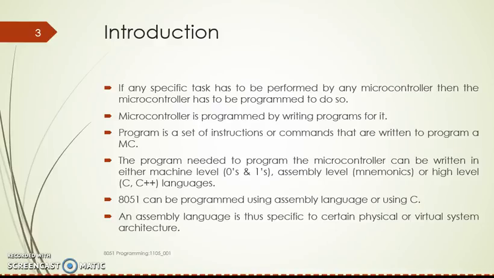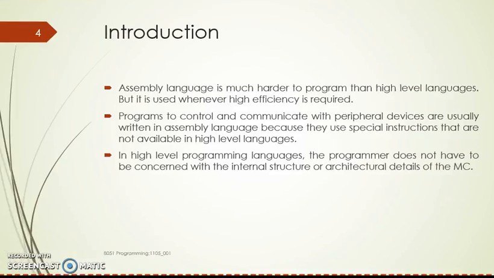8051 can be programmed either by using assembly level language by writing the mnemonics or by using C. An assembly level language can be treated as specific to the physical or virtual architecture of that particular controller or a processor. Assembly level language is harder compared to higher level languages, but we use it whenever we want higher efficiency. If we are trying to control and communicate with certain peripheral devices, then we usually use assembly level language because there are special instructions available for this particular purpose. In a high level programming language, the programmer need not be concerned about the internal architecture of any microcontroller or a microprocessor.